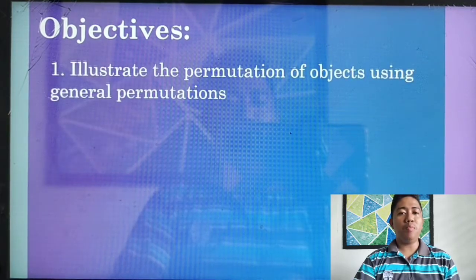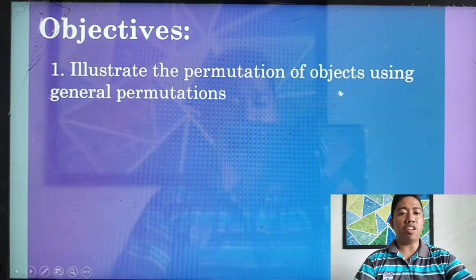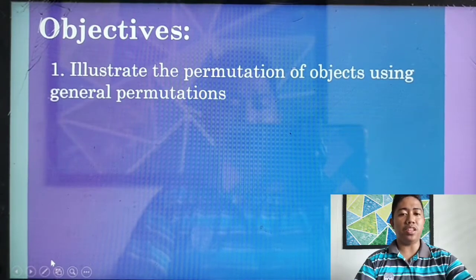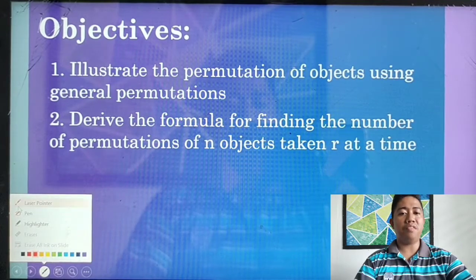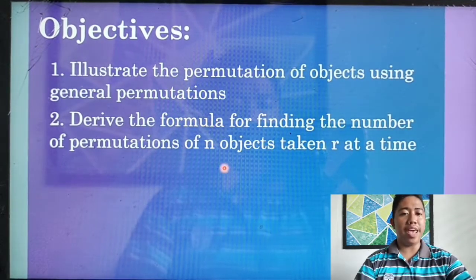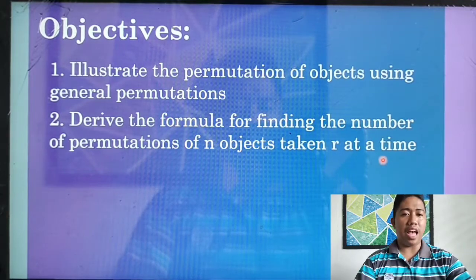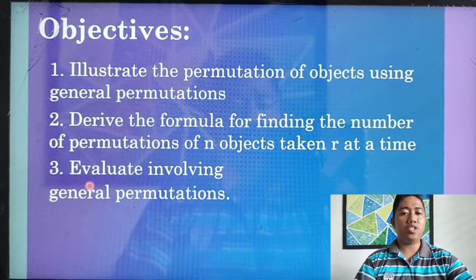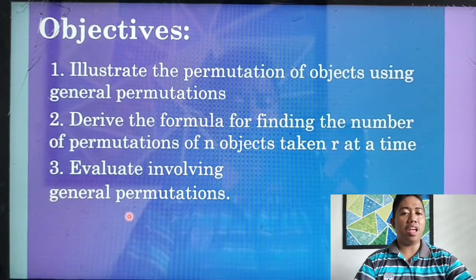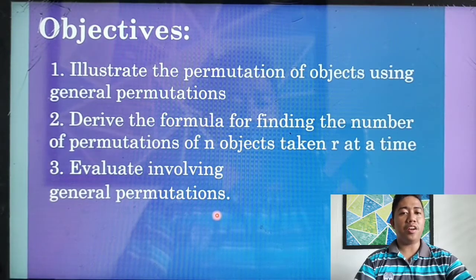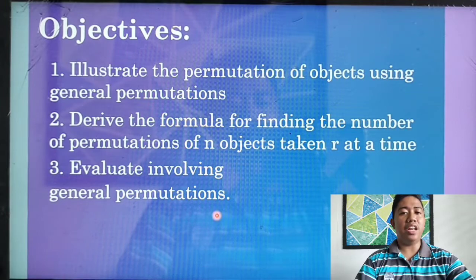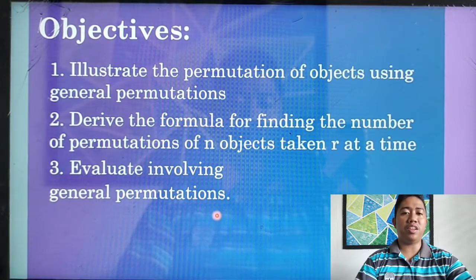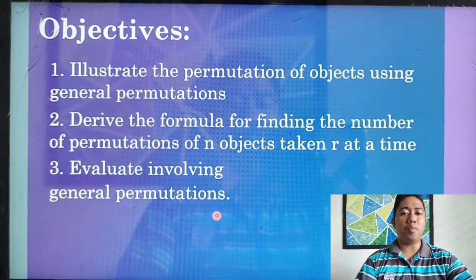First, you will be going to illustrate the permutation of objects using general permutations. The next one is, you will be able to derive the formula for finding the number of permutations of n objects taken R at a time. And you will be going to evaluate problems involving general permutations. So these are the only 3 learning objectives you need to learn in today's topic. Are you ready to study and learn more about some of the illustrative examples related to general permutations?